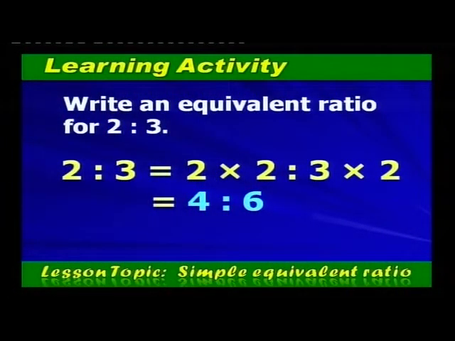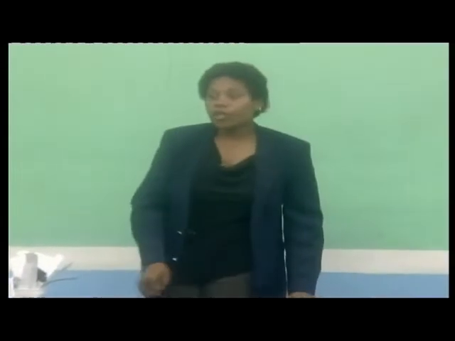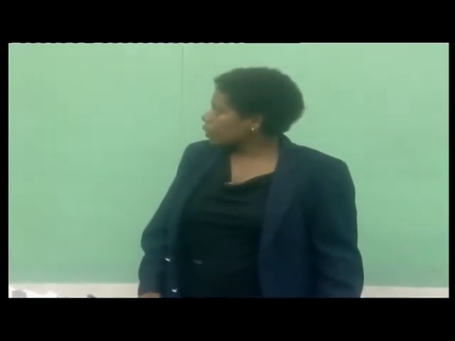Okay. So, in order to write an equivalent ratio of another ratio, you can multiply or you divide. But here we are multiplying. You can multiply by any number, but it must be the same, the same on one side of the ratio and also the same on the other side. Okay, let's look at the other example. Now, this time we're going to look at how to get a simple equivalent ratio. Okay, let's have a look.